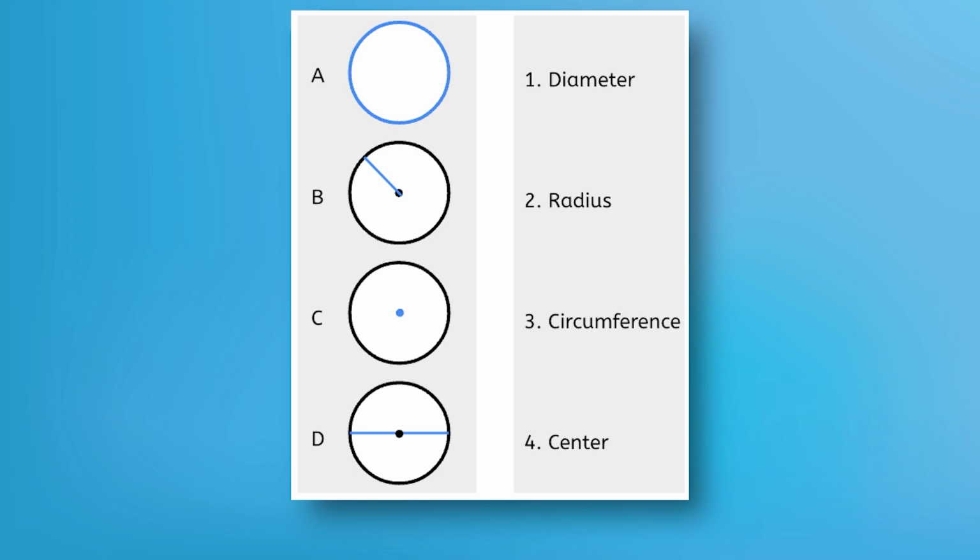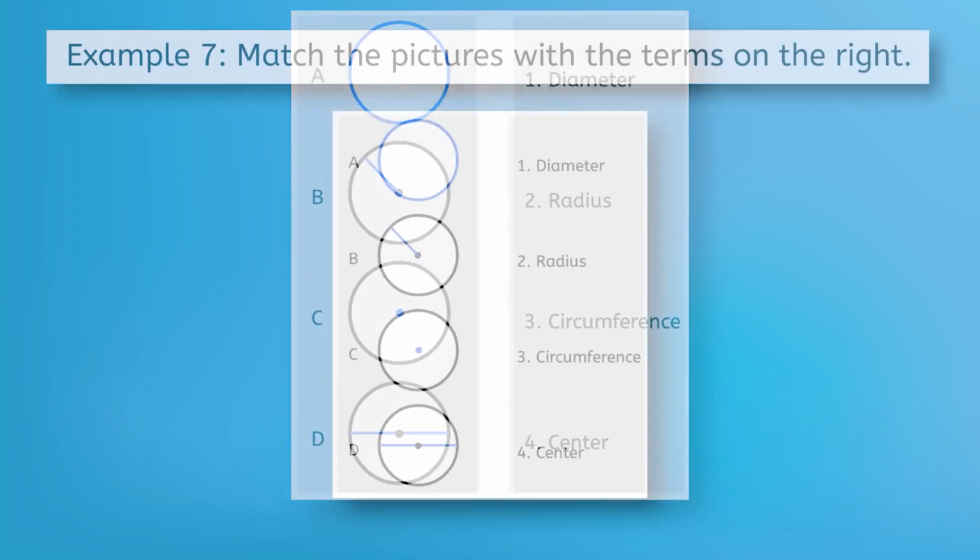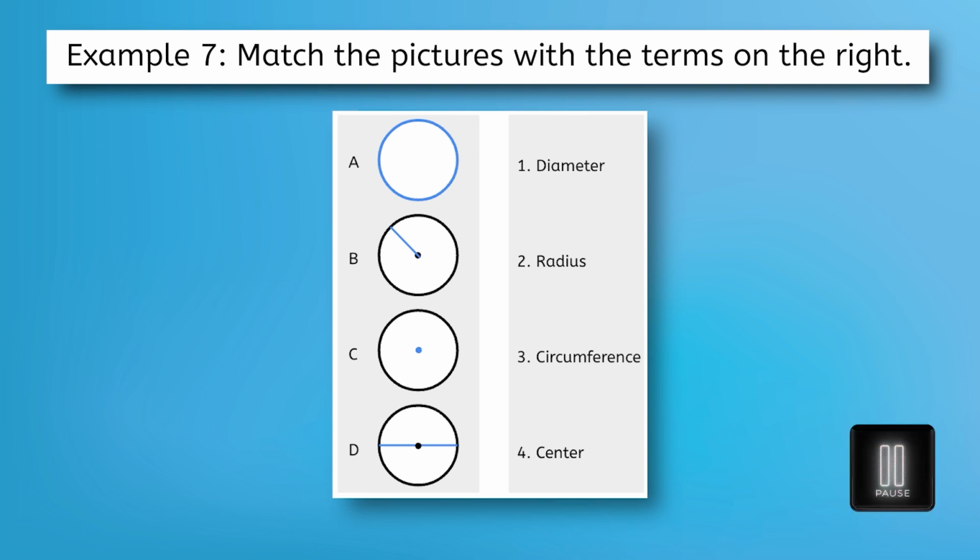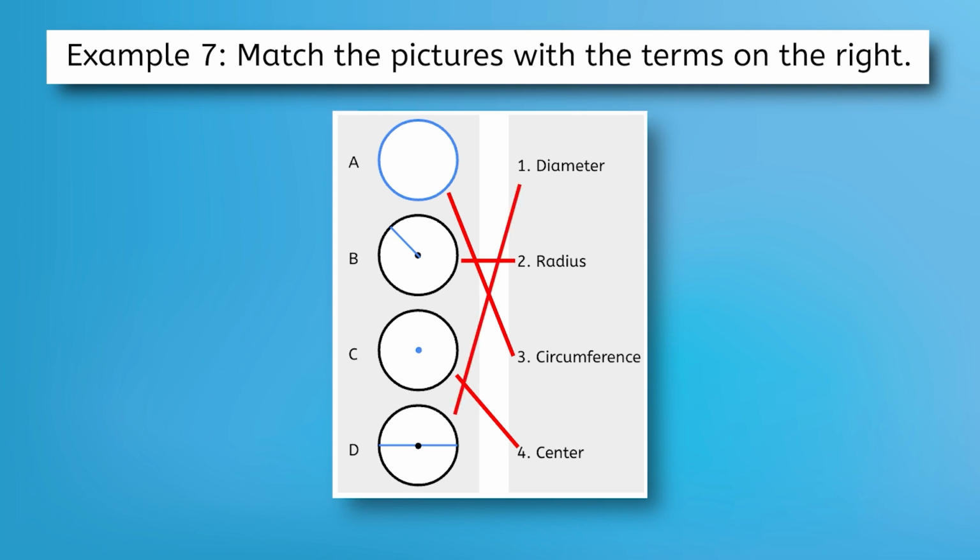The circles on the left have a blue highlighted part. Match the pictures with the terms on the right. Circle A has the outside edge in blue. That's number 3, circumference. Circle B has a blue line going from the center to the outside edge. That's radius, number 2. Circle C shows a point in the exact middle, so number 4, center. And finally, circle D has a line dividing the circle into 2 through the center, matching with number 1, diameter.